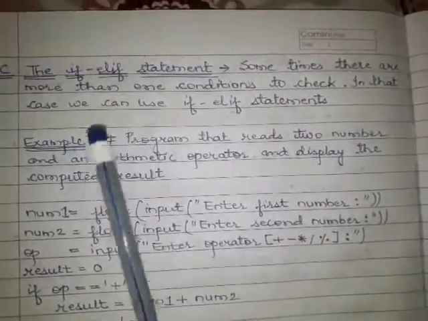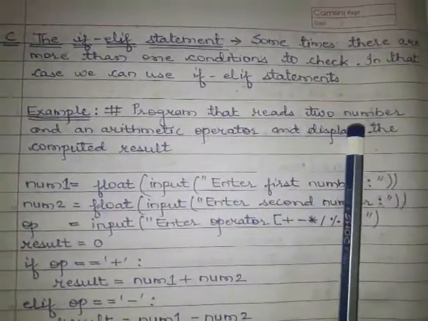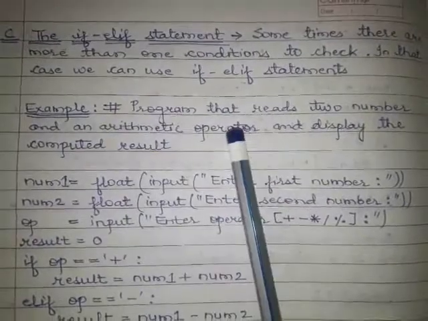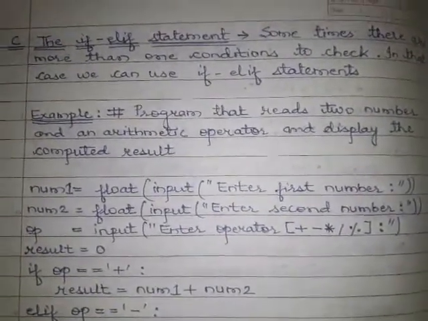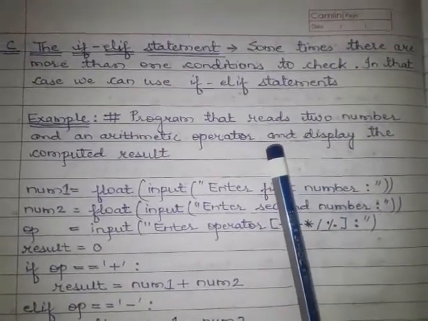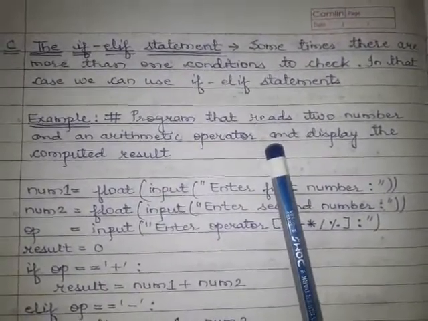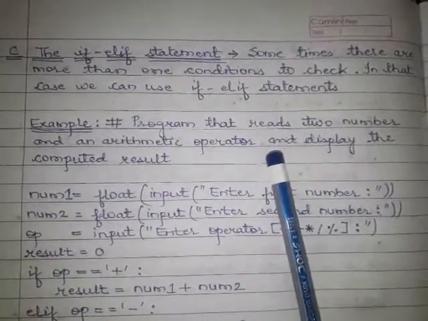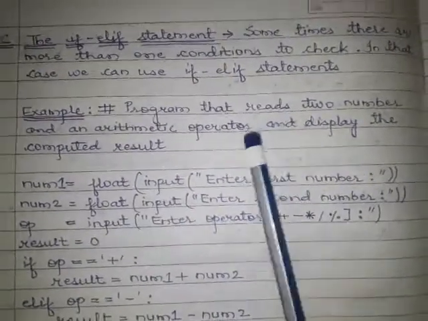Let's see with the help of an example. Example: program that reads two numbers and an arithmetic operator and displays the computed result. It means we read two numbers, and apply some operation such as addition, subtraction, multiplication, division, modulus, and then the result will be displayed. Let us see how we can do this.